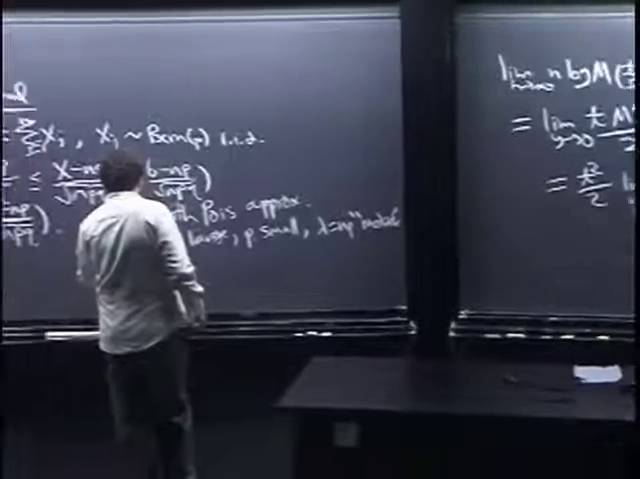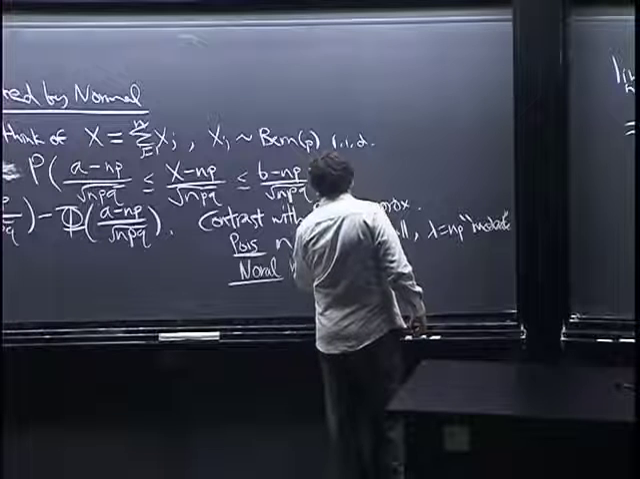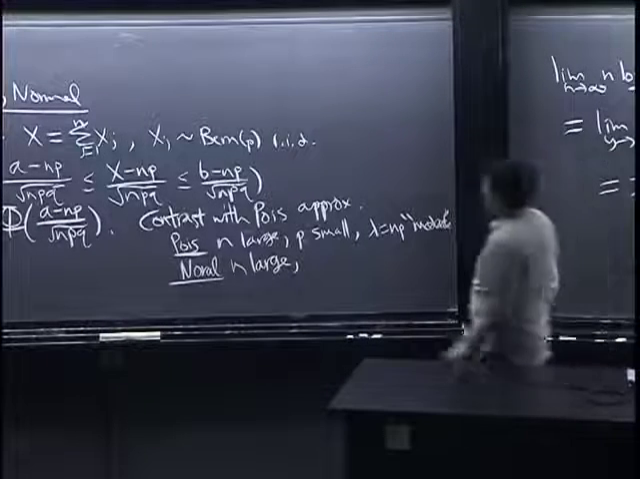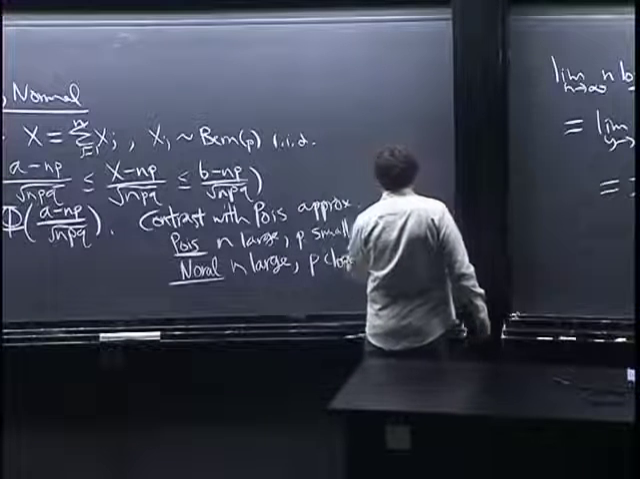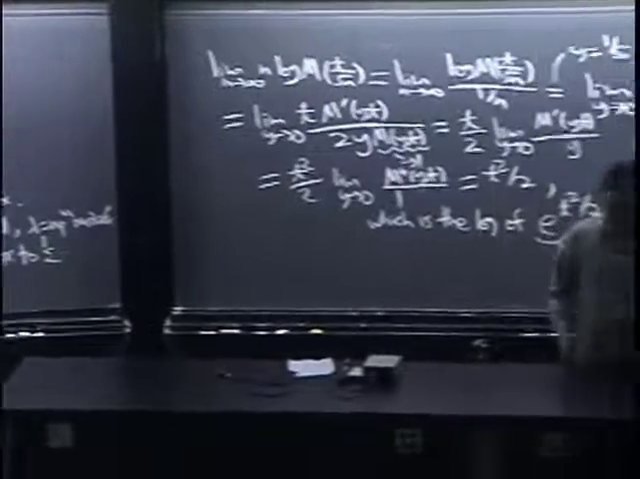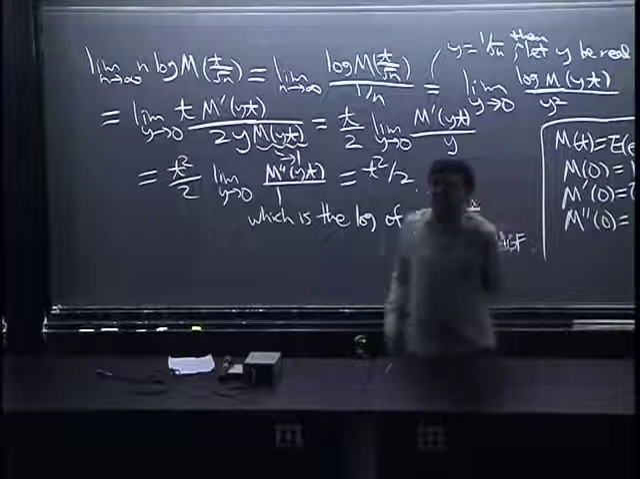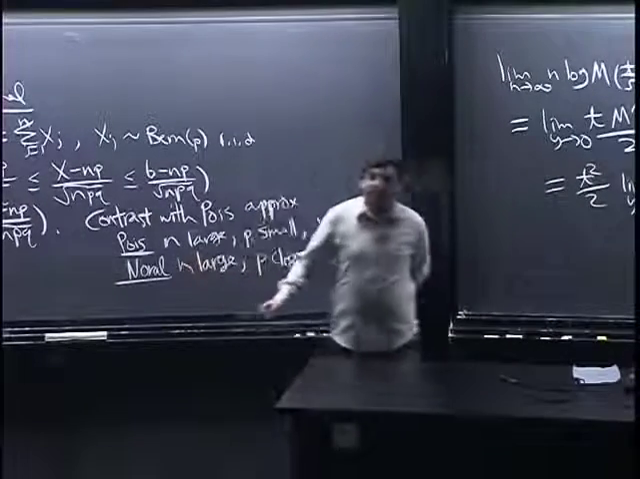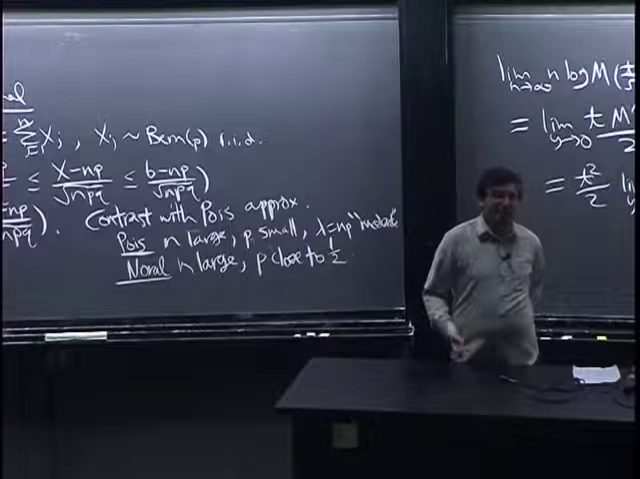In this case, for the normal approximation, we still want n to be large, but if we think intuitively about when this is going to work well, we actually want p to be close to 1/2. Because think about the symmetry. If we have a binomial with p equals 1/2, that's a symmetric distribution. The normal is symmetric. Every normal distribution is symmetric. If p is far from 1/2, then the binomial is very, very skewed.